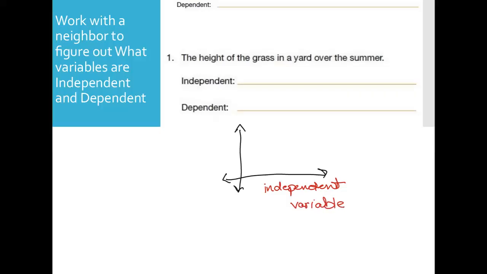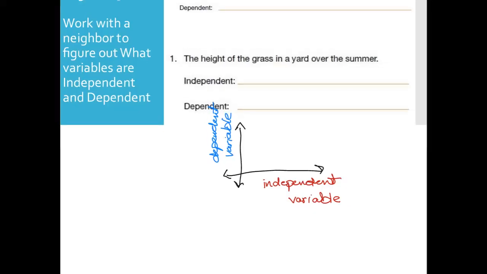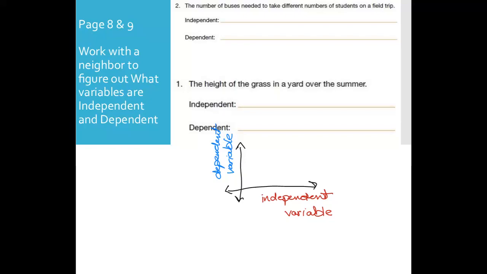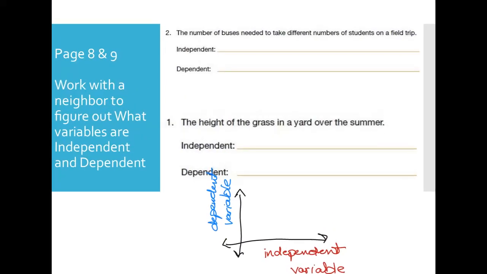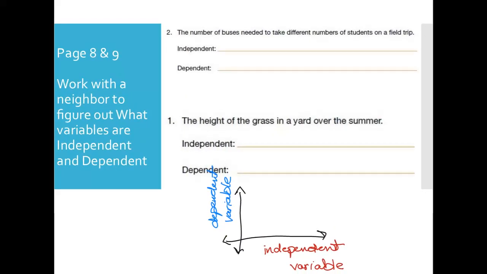Okay? Because whatever your x variable is, it can stand alone. So the dependent variable is going to be along the y-axis, and it's going to be whatever it is you're talking about that happens as a result of your independent variable. Okay? All right.